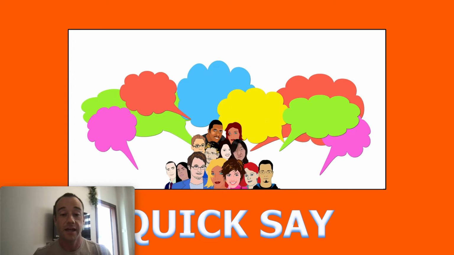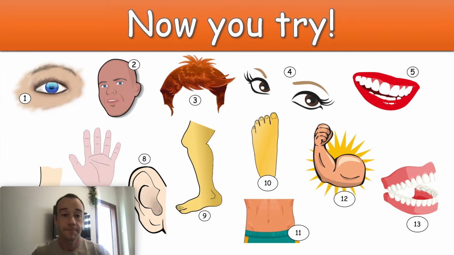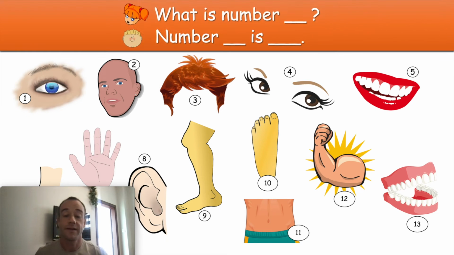And then we have a quick say game. We love a good quick say game. So what is number 1? Number 1 is eye. You can go through each one and say them, and then you can play it as a game, okay, like this. So what is number 10? And then calling the student, number 10 is foot. Okay, what is number 12? Number 12 is arm, for example.